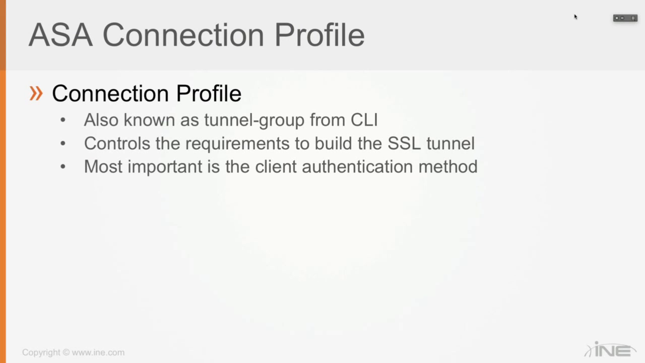The connection profile, which is going to control the pre-login settings, is also known as a tunnel group from the CLI. So in the ASDM GUI it is going to show up as a connection profile, but in the CLI it is going to show up as a tunnel group. It controls the requirements to build the tunnel, and the most important one for the scope of the CCNA exam is going to be the client authentication method.